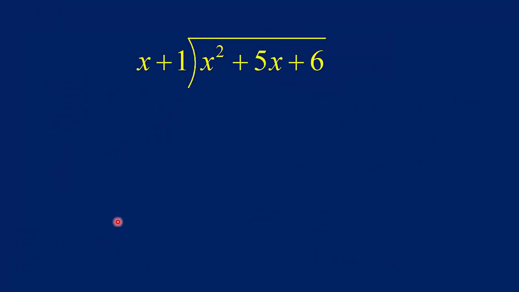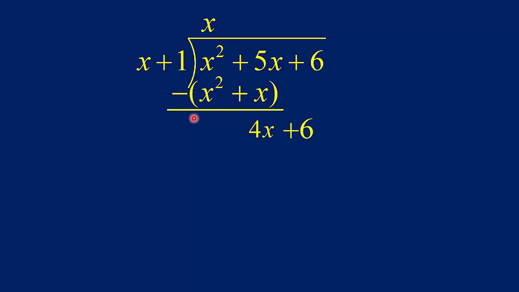Now, let's think about this. Here, let's just suppose I've got x squared plus 5x plus 6. I want to divide by x plus 1. Okay, let's see what happens here. I take x squared divided by x. I get x. Then I multiply by x plus 1. And I get x squared plus x. Subtract, and I get 4x, and then bring down the 6. This is always the process. This is the algorithm that we use.